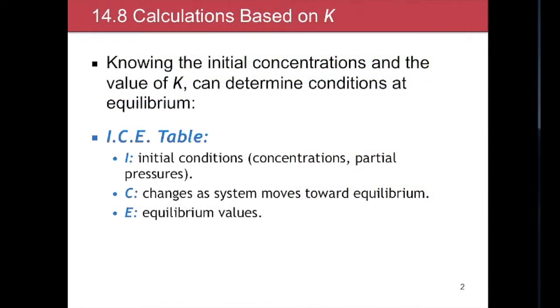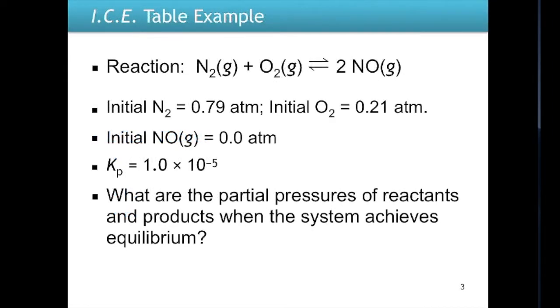So when doing these types of calculations, we're going to set up a table which is commonly known as an ICE table. The I represents the initial concentrations or partial pressures of the reactants and products. The C represents how they change, how much we will lose from the reactants, how much we will gain from the products. And the E equals the equilibrium values, whatever those might be. So first I'll show you how to set up the ICE tables, and then I will go through a bunch of worked examples.